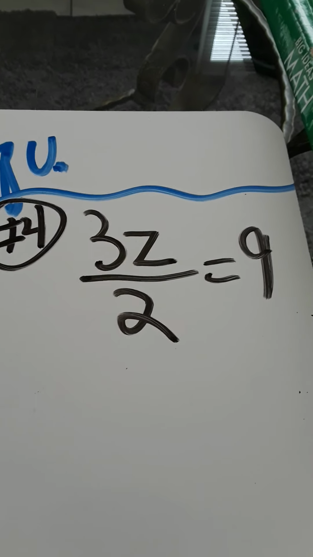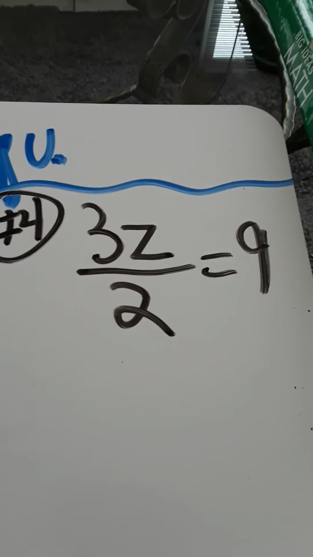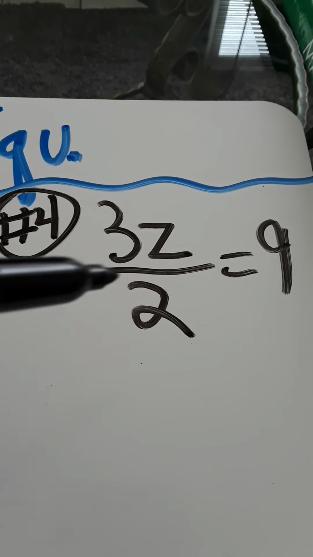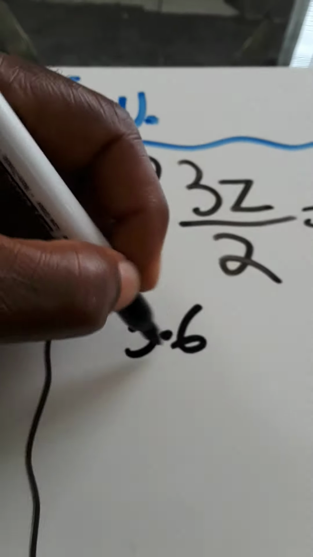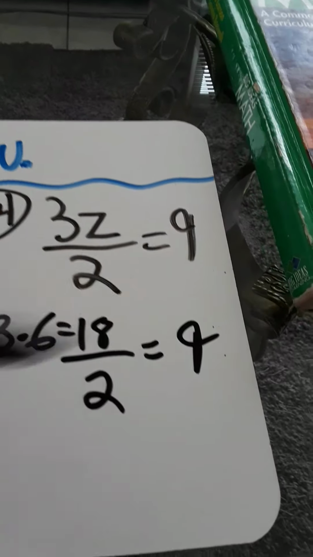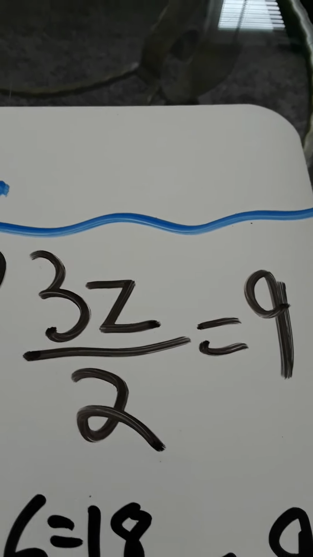So then it's going to take some thinking. 3 times 5, 15 divided by 2. That's not going to work. 6 times 3, 18. Okay, 18. So let's see if that works. 3 times 6 is 18. 18 divided by 2 is 9. So there's a couple of different things that you have to do in problems like that. Okay, so you've got to do a little bit extra.